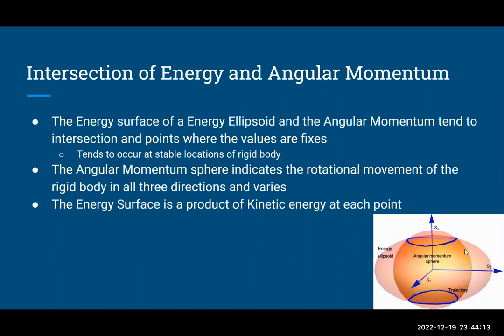And to better explain what the ellipsoid and the sphere are, the angular momentum indicates the rotational movement of the rigid body in all three of its directions, and it tends to vary at different points, while the energy surface is the product of kinetic energy at each of these points.